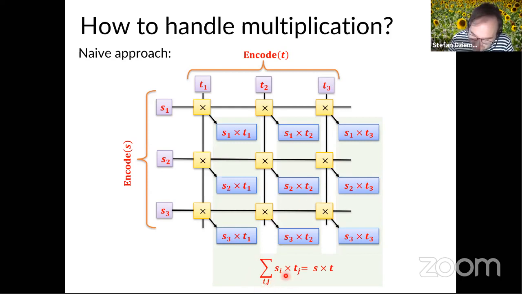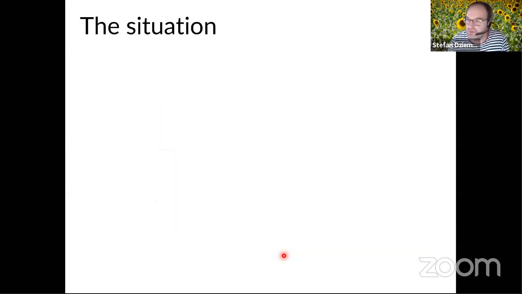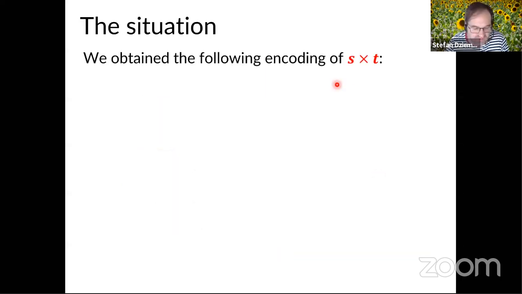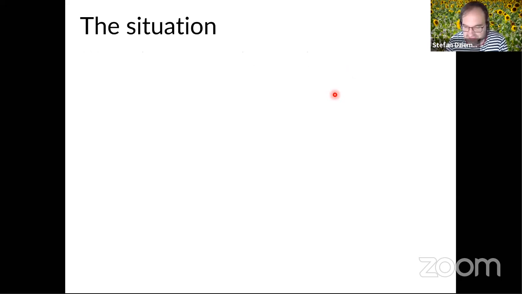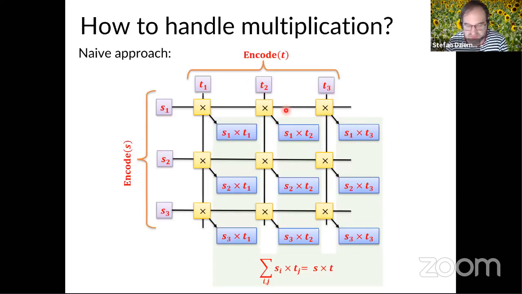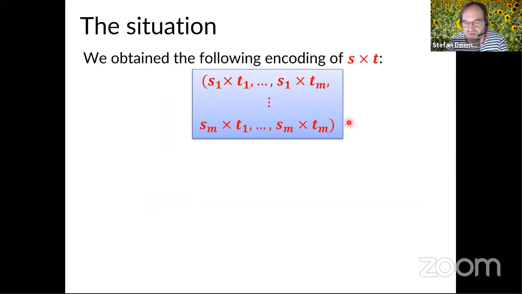And of course, you don't want to sum things on the chip, because then you would again get a single value that is unprotected, unmasked. So you have to do it in some other way. So let's look at the situation. We have these two values, S and T. So we have a product of S and T, and we have an encoding of the product that looks like this. But it has a problem.